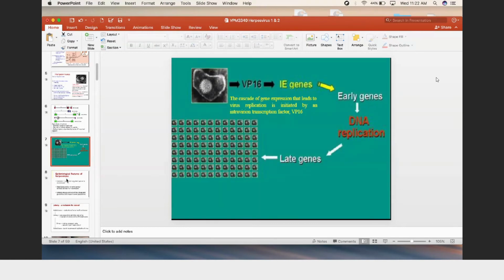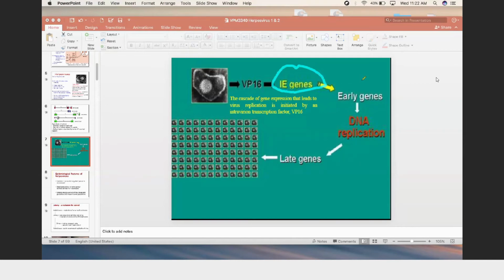One thing about this: herpes virus carries in the tegument one protein, which we call VP16. No need to remember this. What I'm trying to tell you is how they replicate. When the virus enters the host cells, it immediately does the transcription and translation of immediate early genes. When the immediate early genes are activated, they produce immediate early proteins.